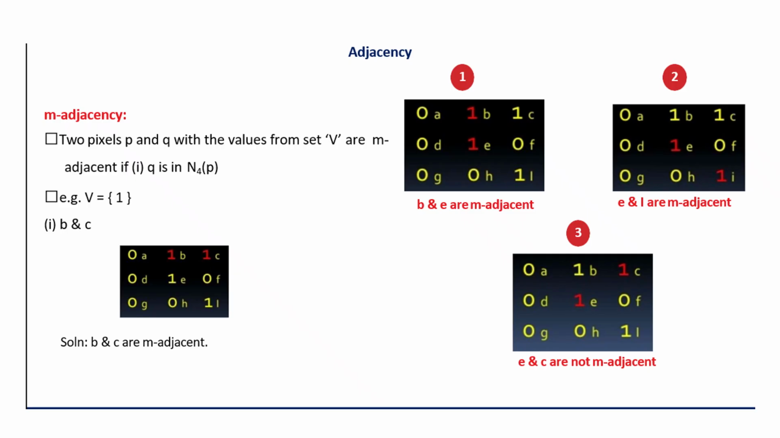Then B and E are M-adjacent in this condition. Next condition, E and I are M-adjacent. In the same way, E and C are not M-adjacent because it does not satisfy the rule of the set V or that Q is in N4 of P.